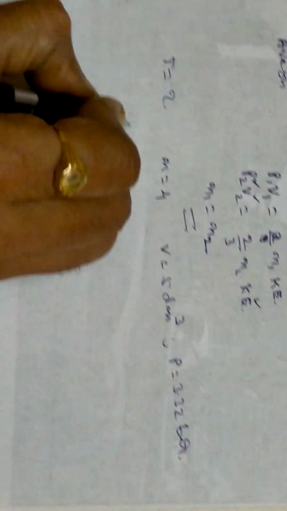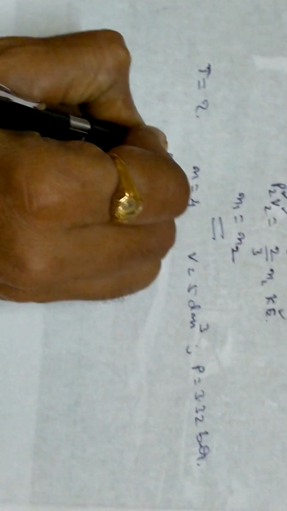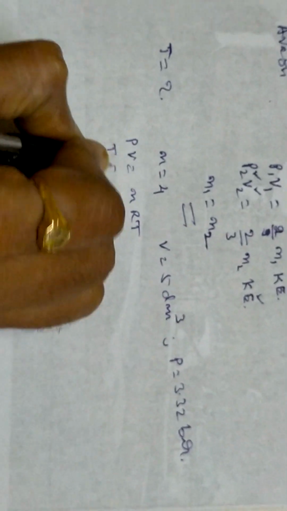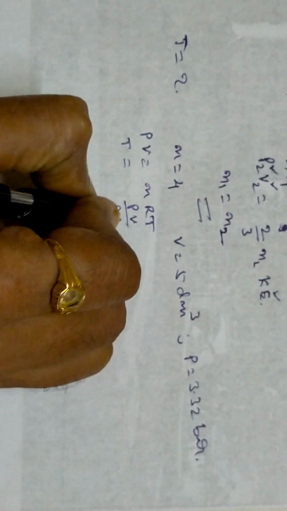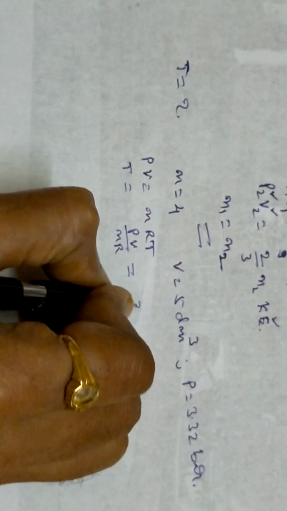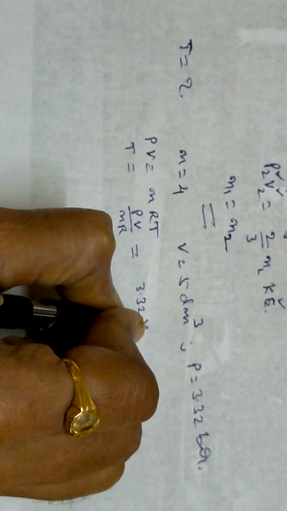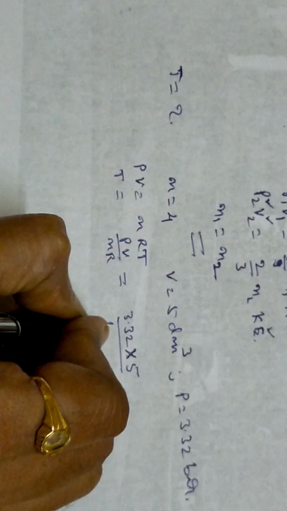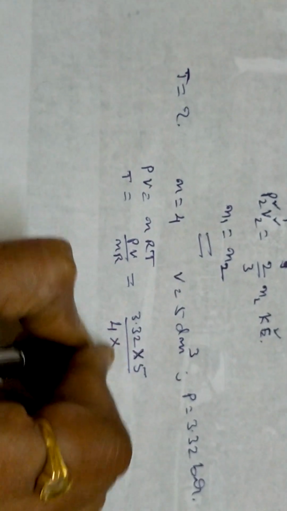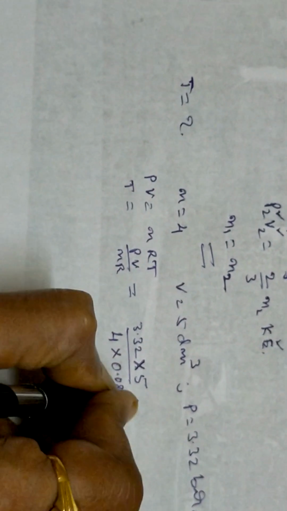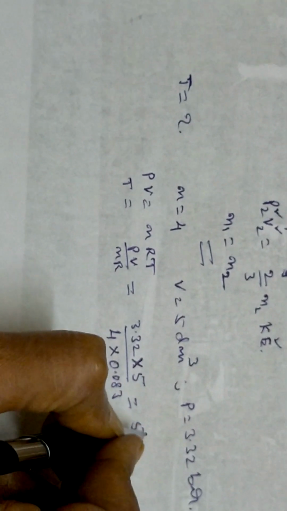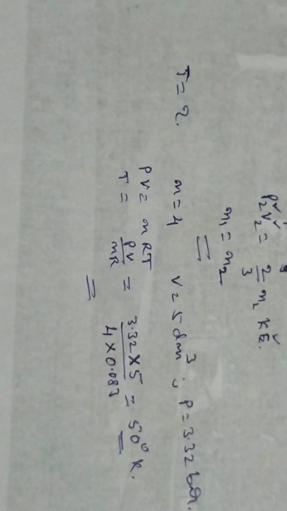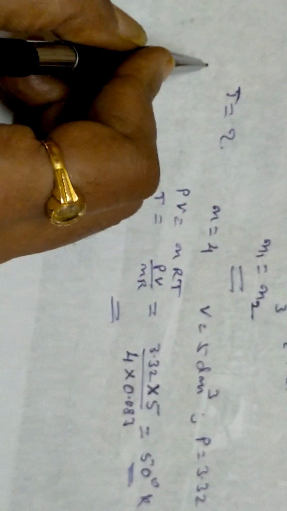Now what is the temperature? We know PV equals nRT, so T equals PV by nR. P is 3.32 bar, V is 5 liters, n is 4 moles, and R is 0.083. This is nothing but 50, that is 50 Kelvin. A very simple one-line question.